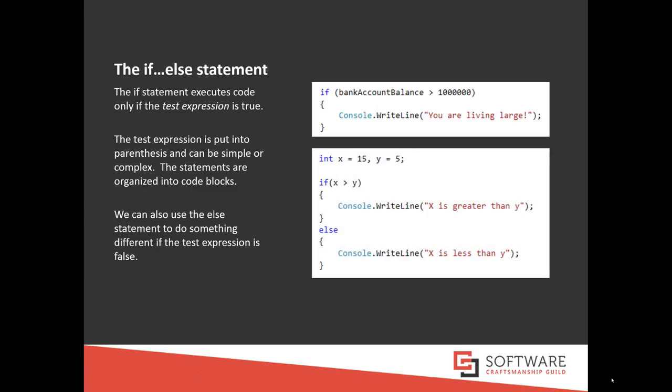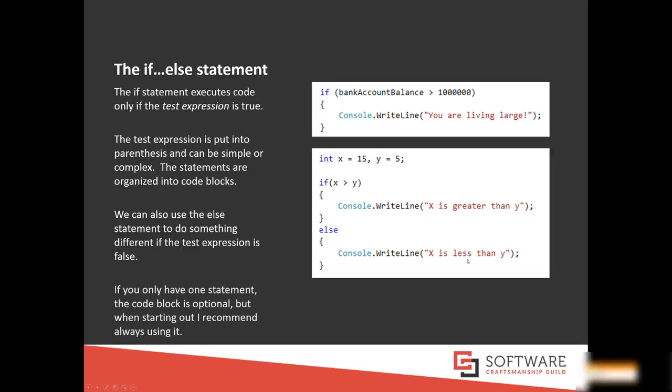I have two variables, x and y. X is set to 15, y is set to 5. If x is greater than y, then write x is greater than y. Else, write that x is less than y. If you only have one statement in your code block, you actually don't have to put the curly braces. But since you're just starting out, I recommend that beginners always put the curly braces no matter what.